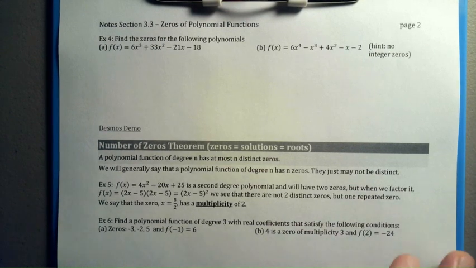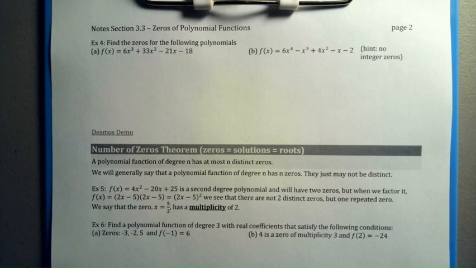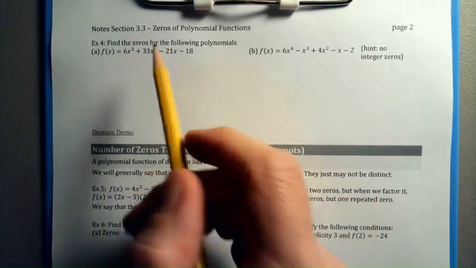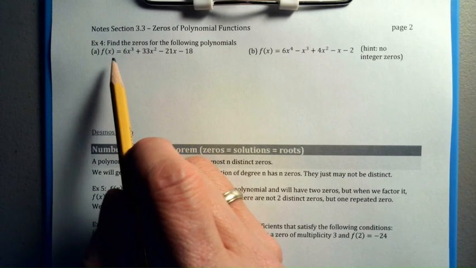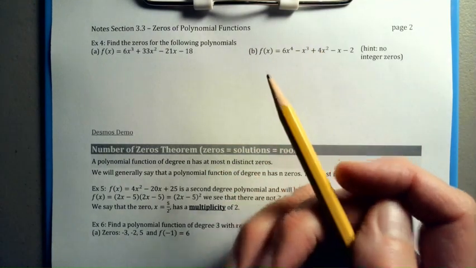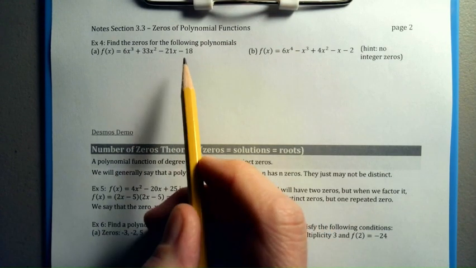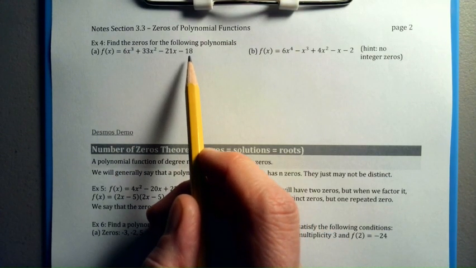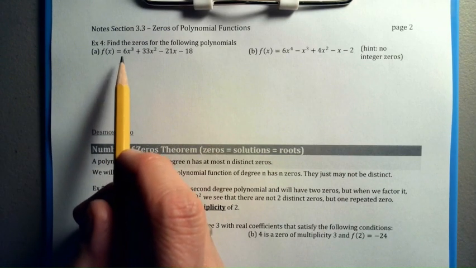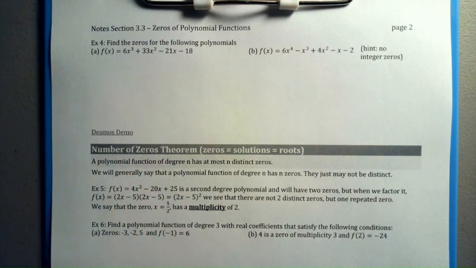Okay, so let's look now at page 2 of the notes for section 3.3. We're dealing with finding the zeros of polynomials. And so we have here a polynomial function. To start with, we would look for factors of 18 divided by factors of 6. That seems like a lot, but if you notice one thing about this function, we could divide through this function by 6, right?